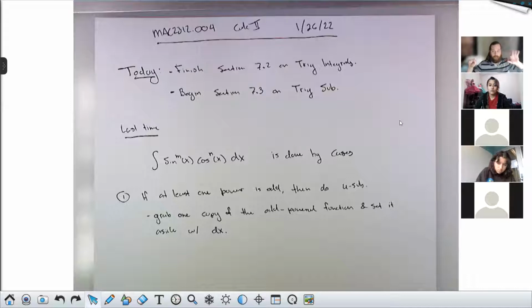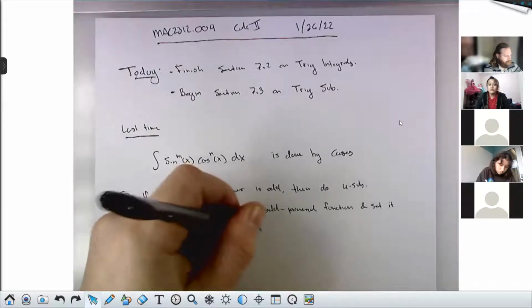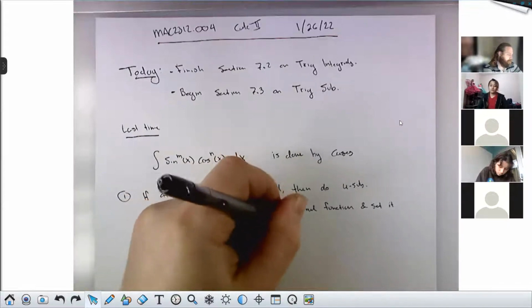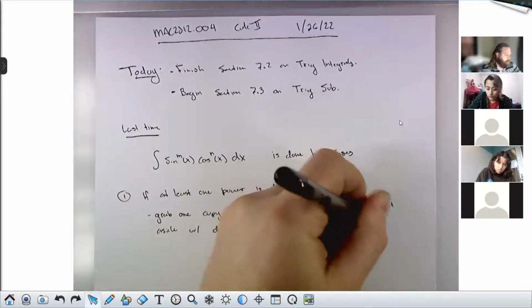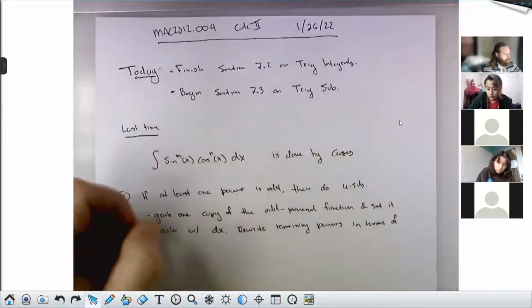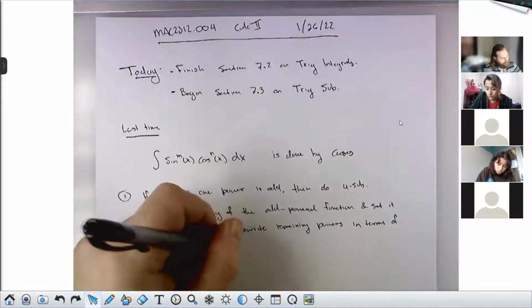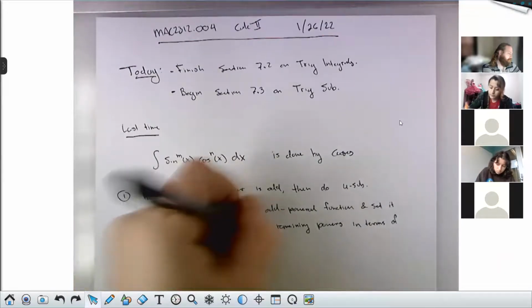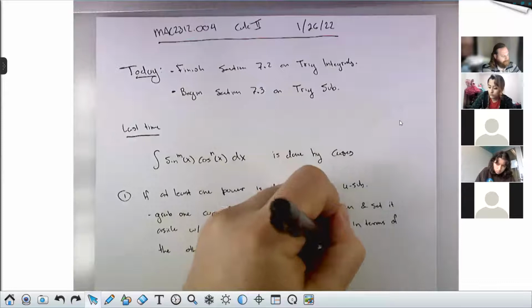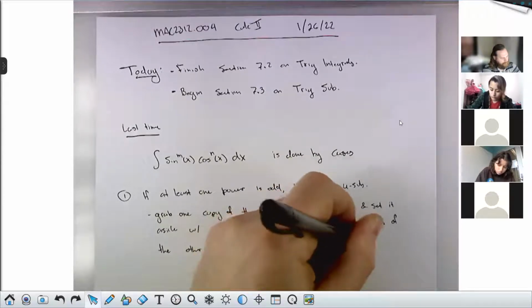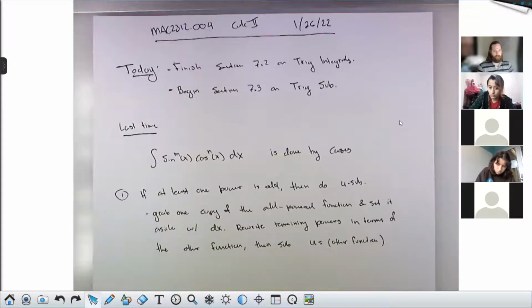What will be left will be even powers of that function. So you rewrite the remaining powers in terms of the other function, then sub u equals that other function. All right, this was the strategy that we discussed last time.